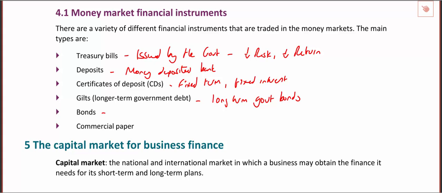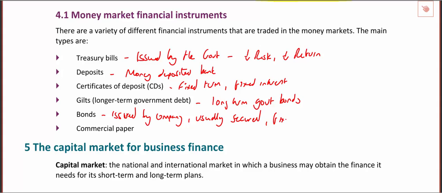A bond here we're just going to refer to as an instrument issued by a company. Okay, they tend to be usually secured on an asset. So if you don't repay, you lose the asset, and they tend to have a fixed redemption date or a fixed repayment date. Finally, then we've got commercial paper, which is quite similar, but it's essentially an IOU, which again is issued by, this time, mainly a larger company.